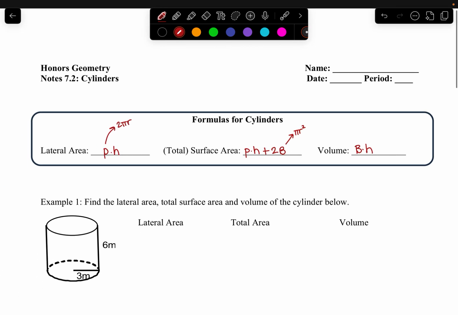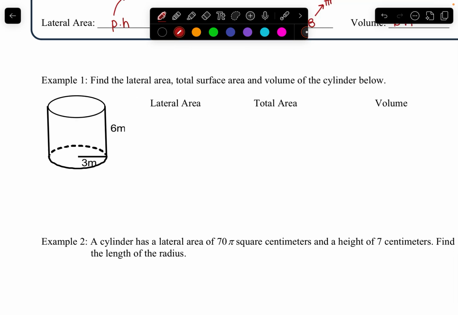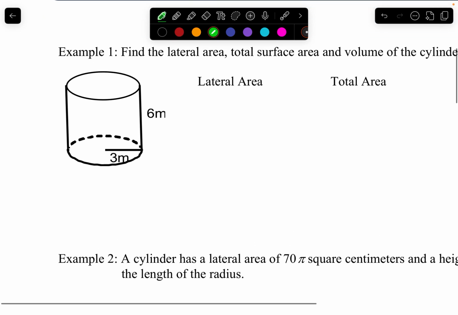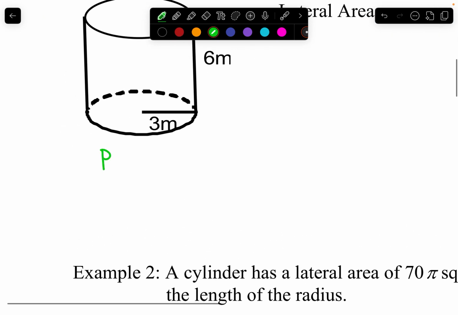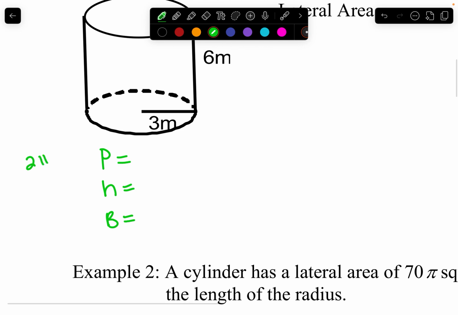And we're ready to go. So we need to find the lateral area, surface area, and volume of the cylinder. So just like when we were working with prisms, I want us to write down a P, an H, and a B. Now P stands for the perimeter of the base, which remember is the circumference of your circle, and circumference is 2 pi radius. So this is going to be 2 pi r. So this is going to end up being 6 pi meters.